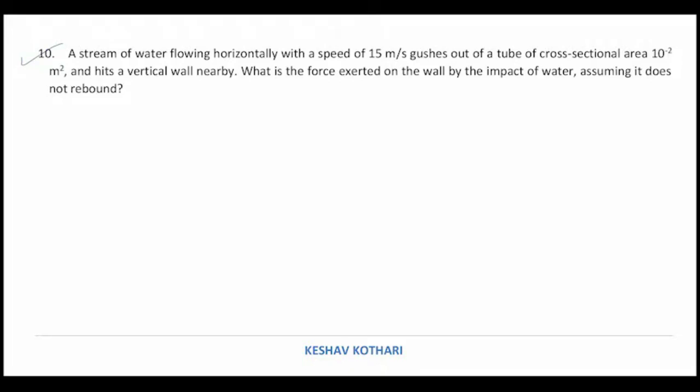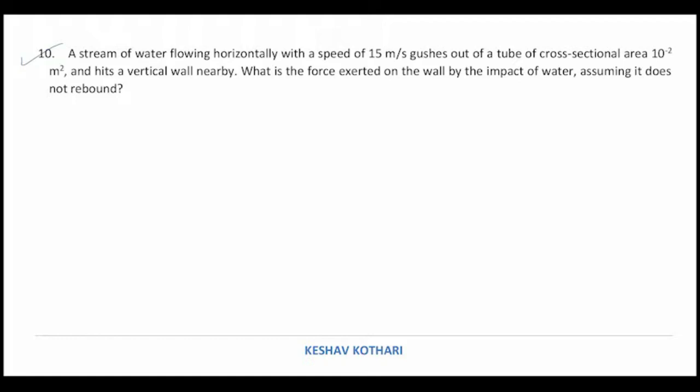A stream of water flowing horizontally with a speed of 15 meter per second gushes out of a tube of cross-sectional area 10 to the power minus 2 meters square and hits a vertical wall nearby. What is the force exerted on the wall by the impact of water, assuming it does not rebound?